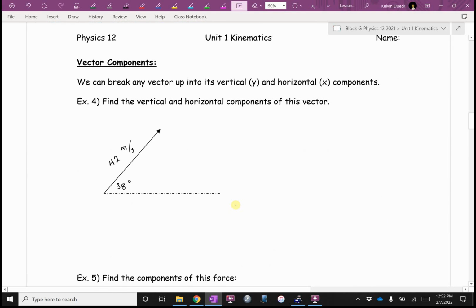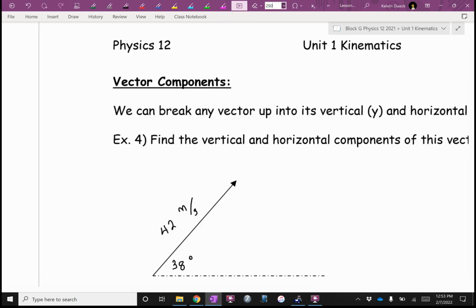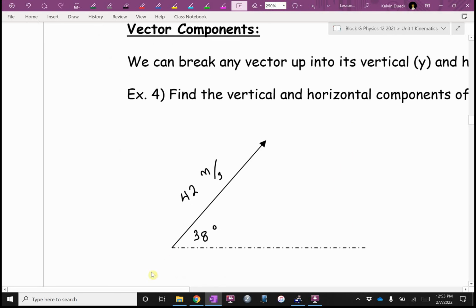But now let's get to the meat and potatoes, vector components. We can break any slanty vector up into its vertical, I'll use the letter Y to abbreviate for vertical, like on a graph, and its horizontal, I'll use an X to abbreviate for horizontal components. Let me give you an example. Example 4 says, find the vertical and horizontal components of this vector here.